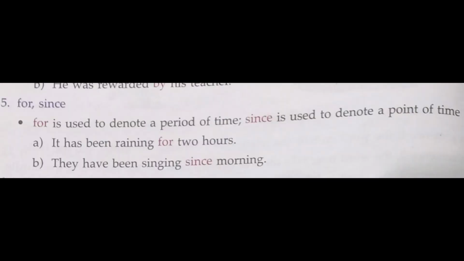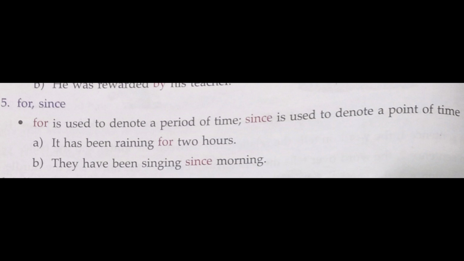All right. Number five, for and since. For is used to denote a period of time, and since is used to denote a point of time. All right. So, whenever we have to mention the period of time for which the work is done, we use the preposition for. For example, I am studying for 5 hours. All right. Here we are mentioning the period of study.